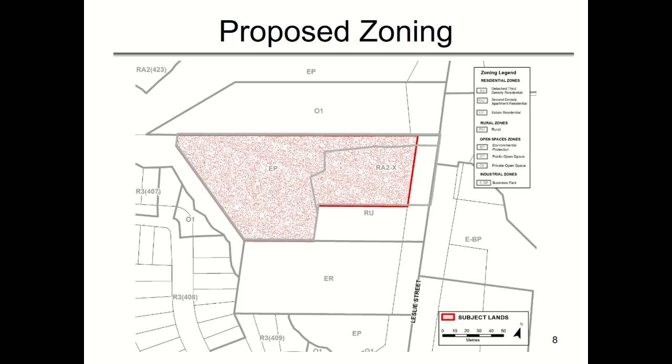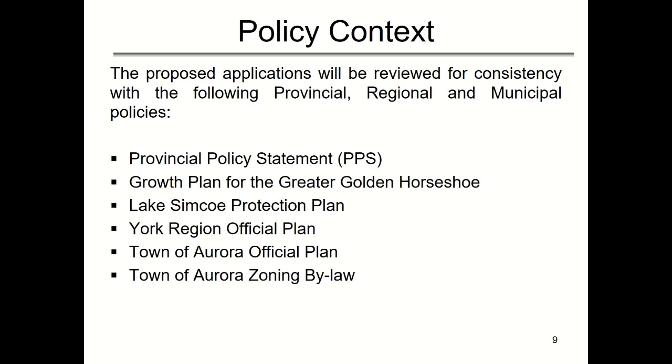To accommodate the development of the site, the owner is proposing to rezone the subject lands from rural to second density apartment residential exception zone and environmental protection zone. Site-specific standards have been requested, which are currently being reviewed by staff. The proposed applications will be reviewed for consistency with the following provincial, regional, and municipal policies: the provincial policy statement, the growth plan for the Greater Golden Horseshoe, the Lake Simcoe Protection Plan, the York Region Official Plan, the town's official plan, and the town's zoning bylaw.